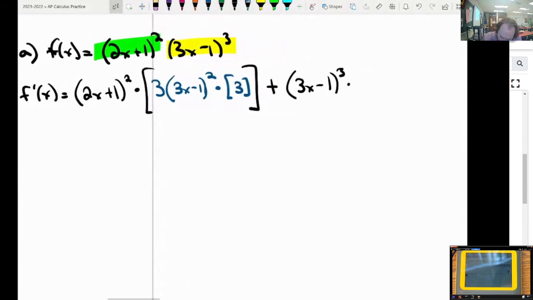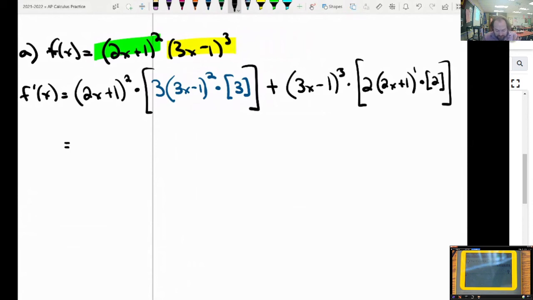I like to do this in a big old parentheses so I don't get confused. Again, using the power rule, we'll bring down the 2 and multiply it by (2x plus 1) to the first power now. And we have to multiply by the 2 inside because that's the chain rule there. And we can clean that up right now, actually.